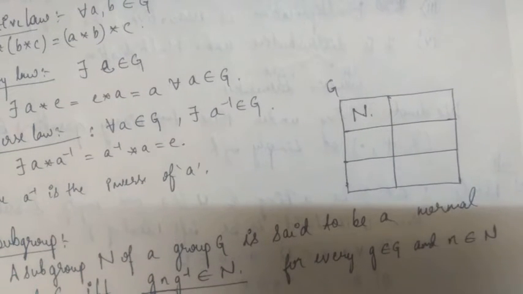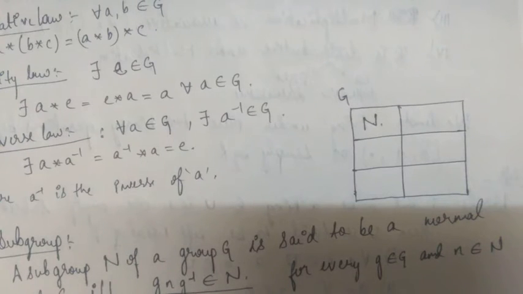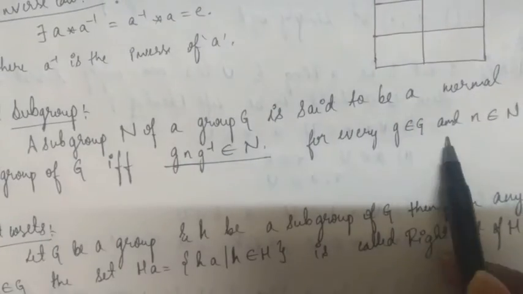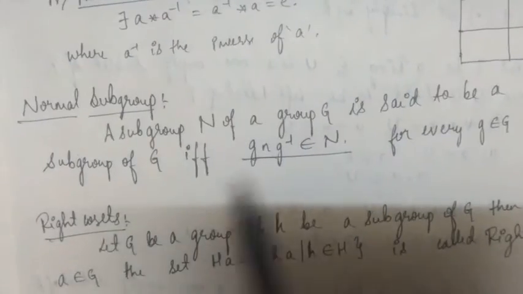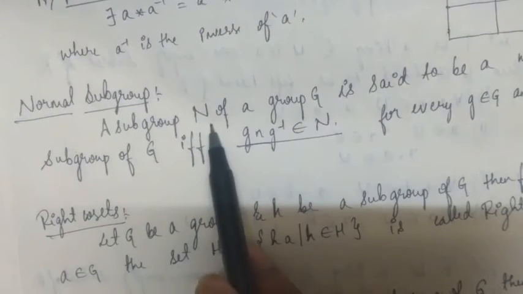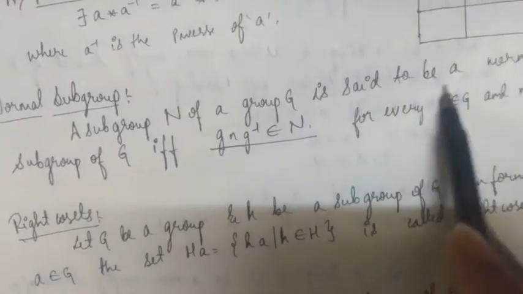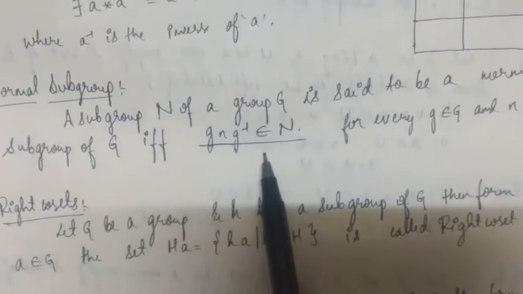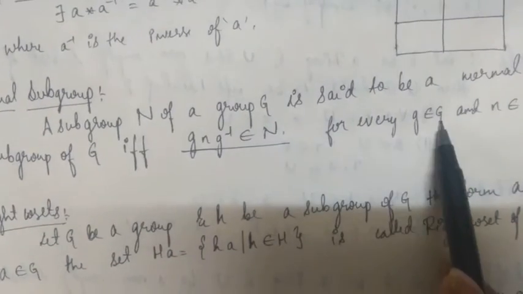It only happens when g n g inverse belongs to N, for all g belongs to G and n belongs to N. So the formal definition of normal subgroup: a subgroup N of a group G is said to be a normal subgroup of G if and only if g n g inverse belongs to N for every g belongs to G and n belongs to N.